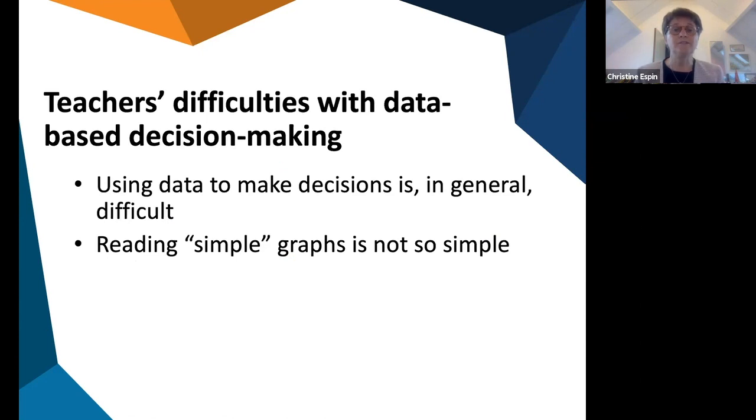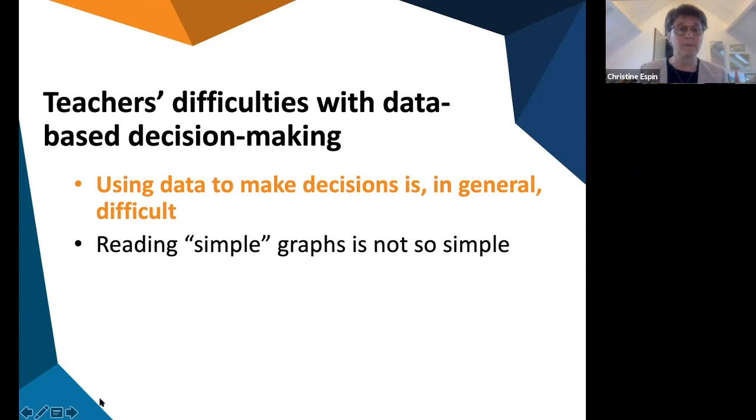And upon reading the literature, we came up with two potential reasons for why teachers may have difficulty with data-based decision-making. The first reason is that using data to make decisions is in general difficult. And the second is that reading simple graphs is not always so simple. I'm going to start with the first. Using data to make decisions is in general difficult.